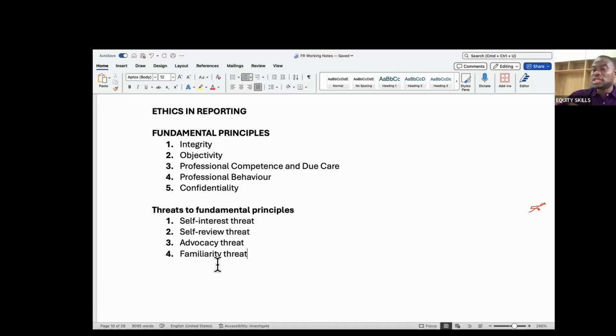It will affect your integrity. It will affect your objectivity. It will affect your professional competence and due care. It will affect your professional behavior. Familiarity threats go all through.